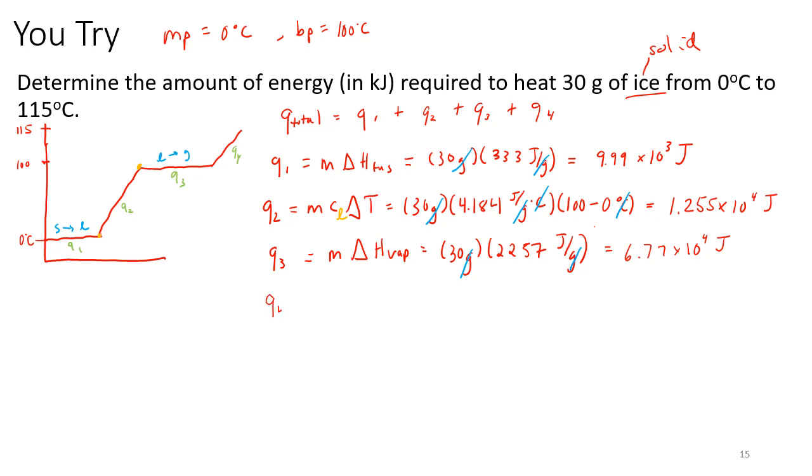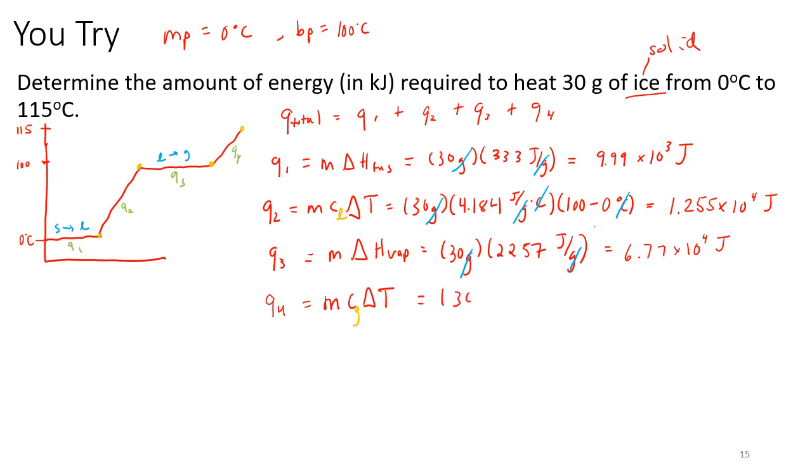Lastly, Q4 is a temperature change. We're just warming up gas. We have starting gas at 100 degrees Celsius, and we're taking it to gas at 115 degrees Celsius. So we have a delta T. We're going to use MC delta T, but the specific heat we use will have to be for the gaseous state for water.